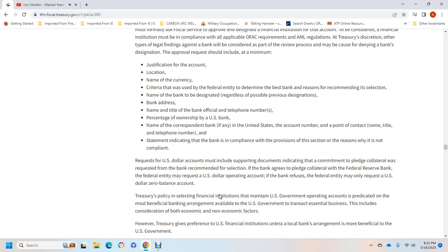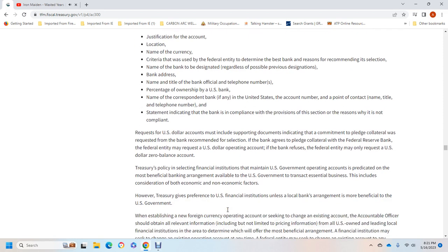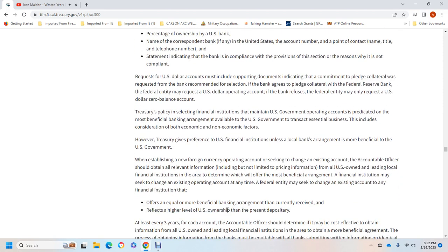If the bank agrees to pledge collateral with the Federal Reserve Bank, the federal entity may request the U.S. dollar operating account. If the bank refuses, the federal entity must only request a U.S. dollar zero balance account. Treasury policy in selecting official financial institutions to maintain U.S. government operating accounts is predicated on the most beneficial banking arrangement available to the U.S. government to transact essential business. This includes consideration of both economic and non-economic factors. However, Treasury gives preference to the U.S. financial institution or the local bank that is more beneficial for the U.S. government.